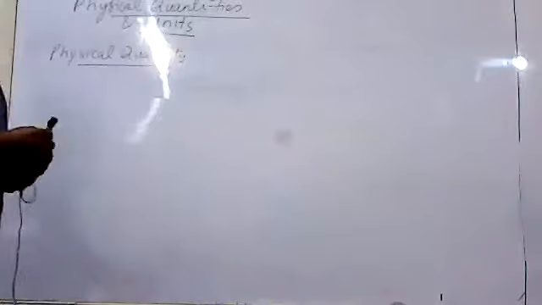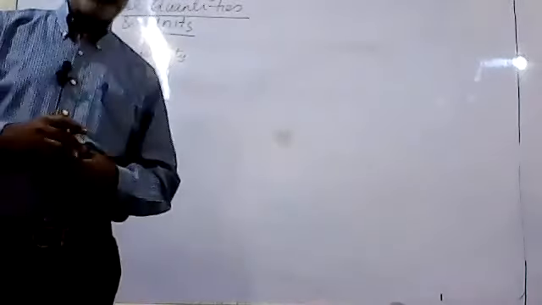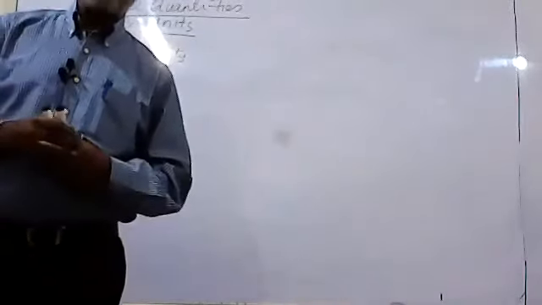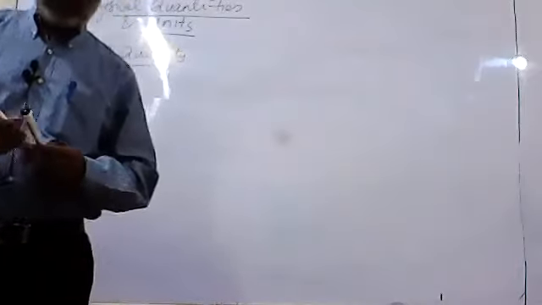A physical quantity is a measurable aspect of any object. For example, if this marker is measured, it has a certain length, it has a certain area of cross section, it has surface area, it has mass, it has volume.